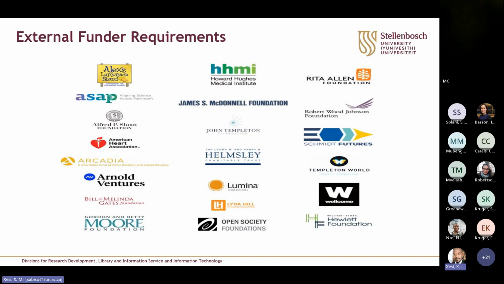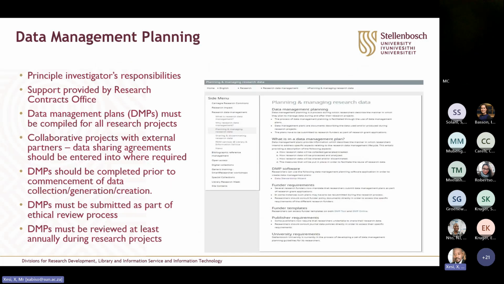It's important to take note that when we talk about the external funders, they may have their own requirements, and these requirements may clash with the university requirements. But if there is a clash where a researcher has received funding, external funder requirements will always take priority and will supersede the university requirements.